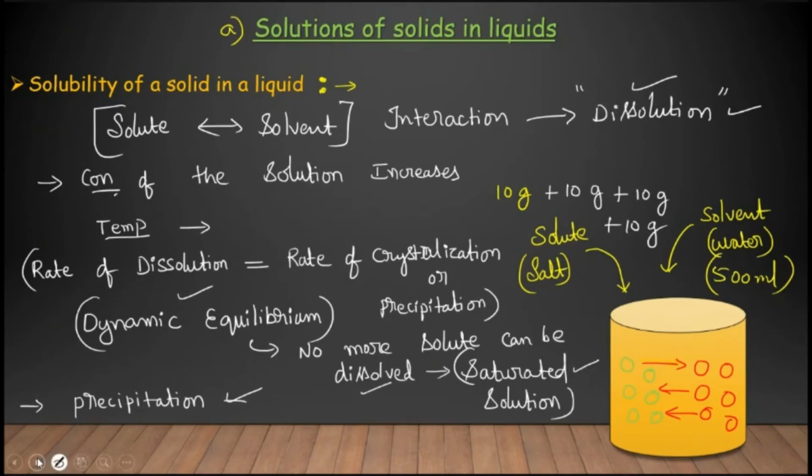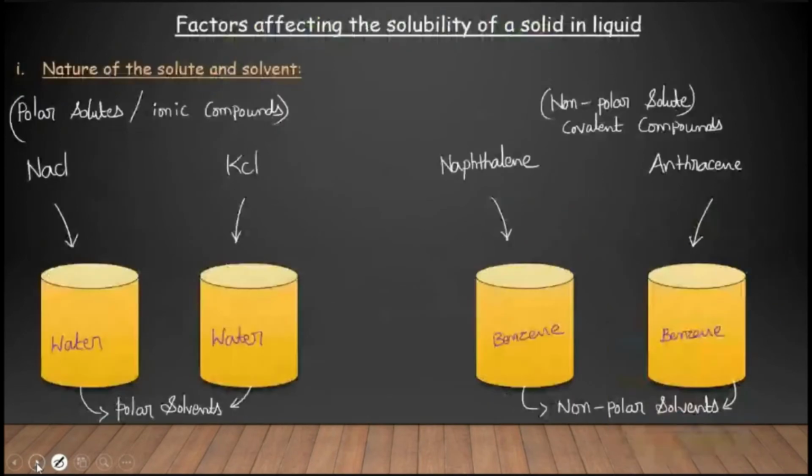Okay, we'll go further. Let us study the factors. What are the factors which affect the solubility of a solid in a liquid? These factors are important for 2 marks. The very first factor we can see in the slide is the nature of the solute and solvent. We need to understand the nature of the solute and the nature of the solvent with an example.